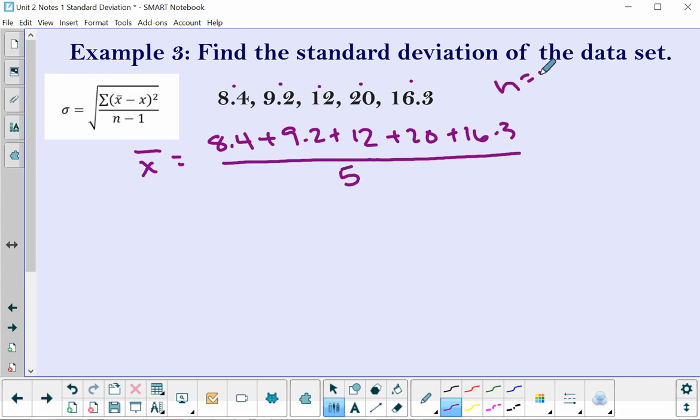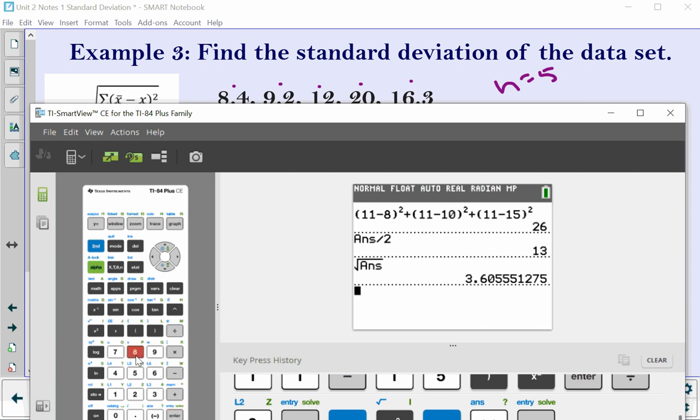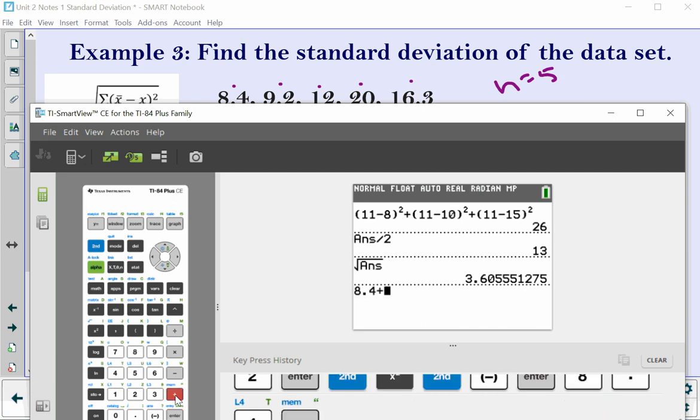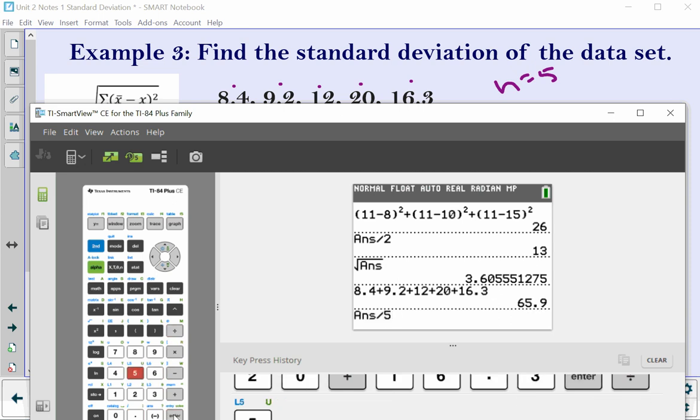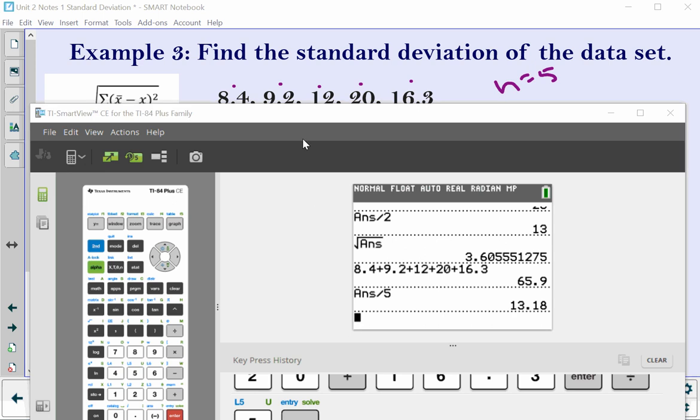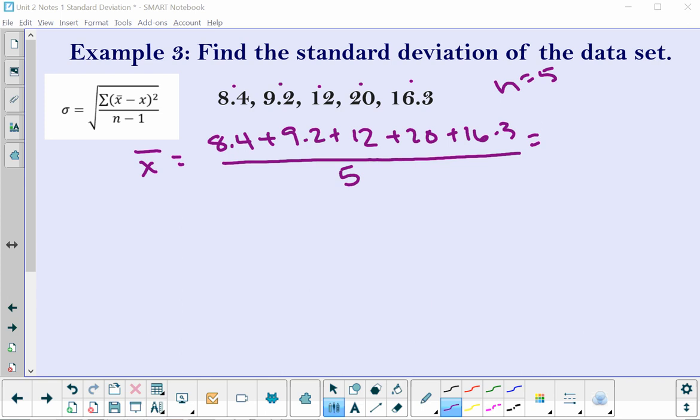So I'm going to divide by 5. That's a good thing to know. I'm going to flip over to my calculator and type it in here. 8.4 plus 9.2 plus 12 plus 20 plus 16.3. I get 65.9, and then I'm going to divide that by 5. 13.18. Was it 65.9? Yeah, 65.9 divided by 5, which was 13.18. Okay, that's a messy mean.